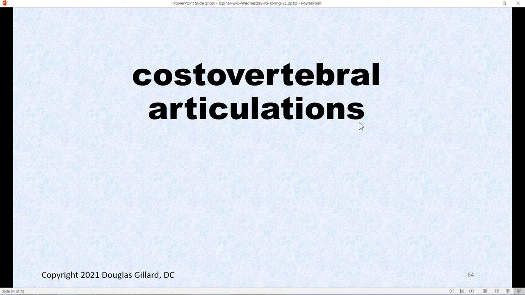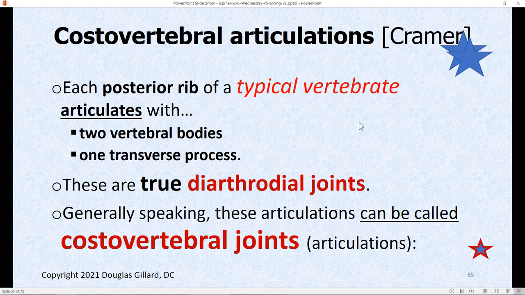Right, the costal vertebral articulations. Each posterior rib of a typical vertebra articulates with two vertebral bodies through the demifacets and one transverse process. What type of joints are those? Those are real joints. Those are diarthrodial joints, just like your knee is a diarthrodial joint. Your elbow, your shoulder, those are diarthrodial joints.